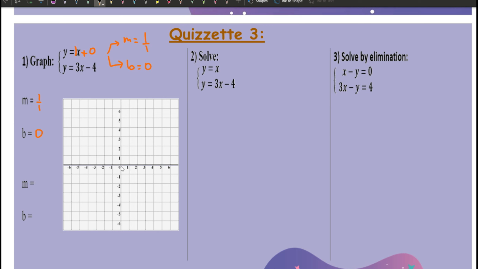So we're going to begin at 0. Okay, rise over run, you're going to go up 1 over 1, up 1 over 1, up 1 over 1. And you can also do the reverse, down 1 to the left 1, down 1 to the left 1. Then we draw the line, go through these points.